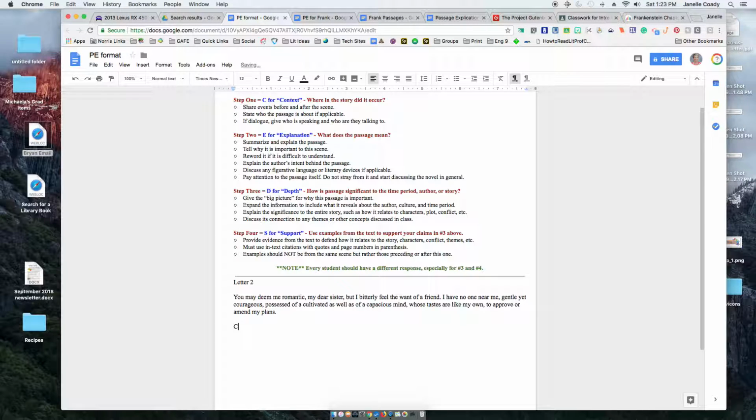There. So for C, you would put, so I'm just putting the C there for how you would take your notes. So you want to provide context. So this is in letter 2 when he's writing to his sister. So you would have Walton writing to his sister.